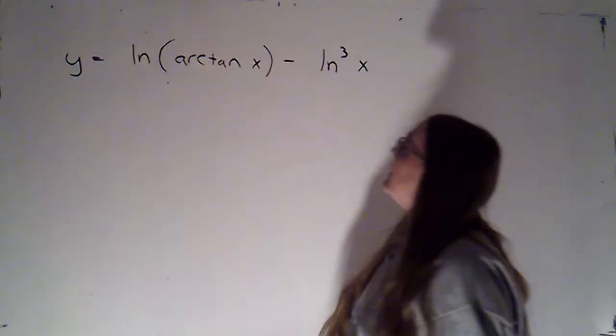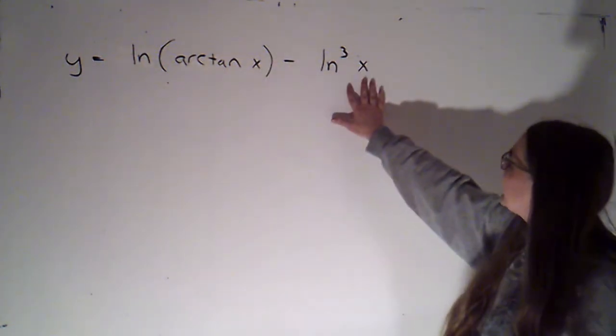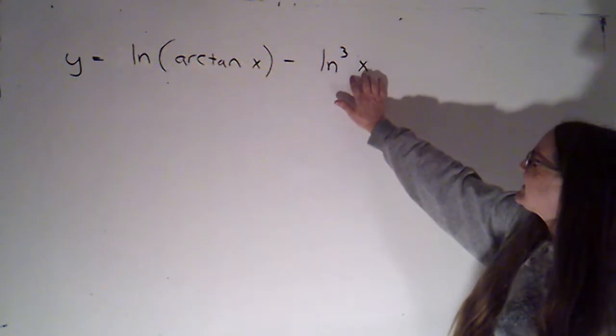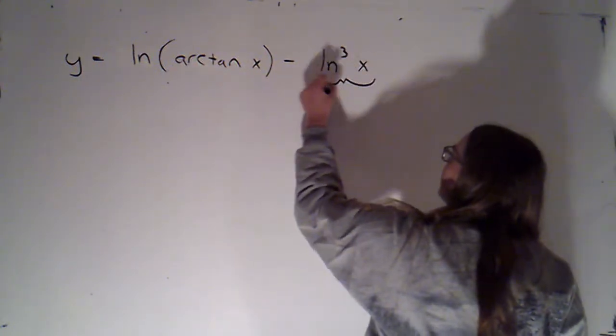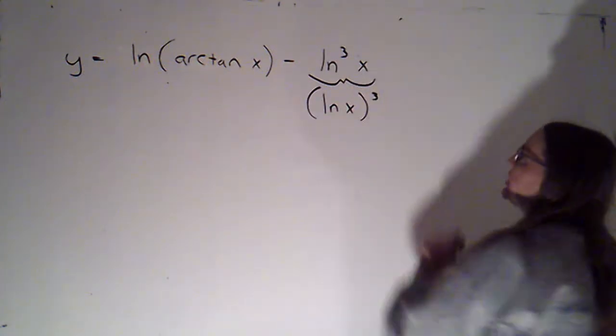The problem up on the board is for you folks to try. Y is defined as the natural log of arctangent of x minus natural log cubed of x. This is the same sort of notation that we use with trig functions. This just means the natural log of x cubed.